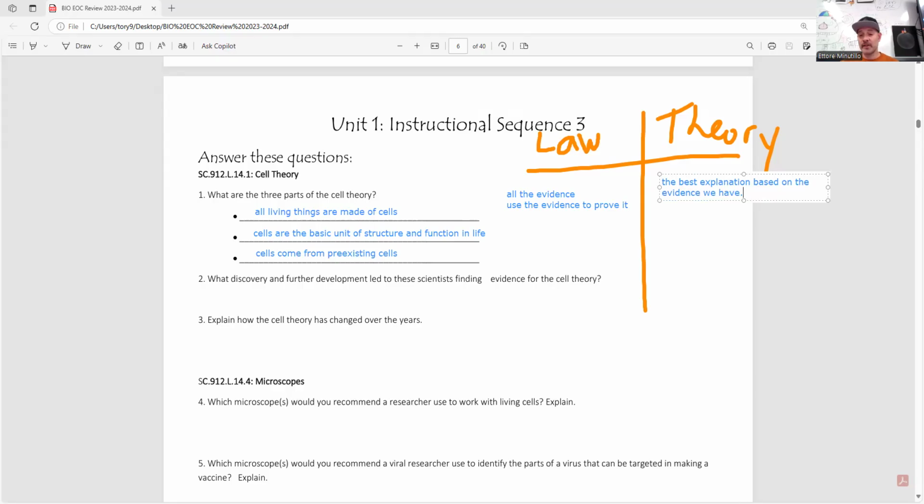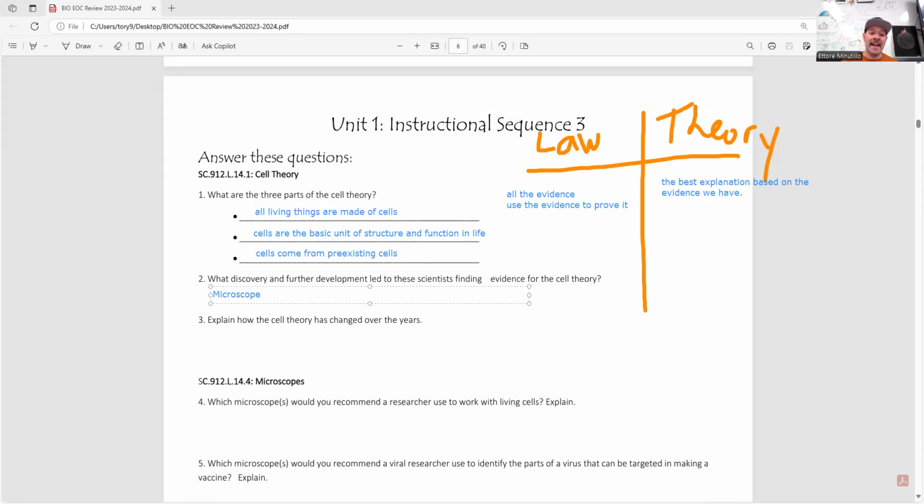So between those parts of the cell theory or trying to figure out the difference between a theory and a law in reference to it, that's more than likely what would be coming up on the EOC if they ask you questions about cell theory. What discovery and further development led to these scientists finding evidence for the cell theory? That would be the microscope.